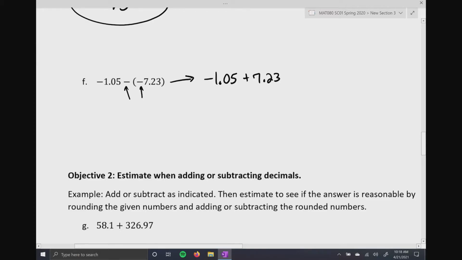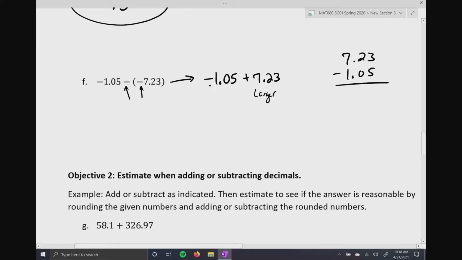Now that is chapter 2, section 2 all over again. When the signs are opposite, you're going to want to figure out which number is further away from 0. That's the absolute value thing. So if we think about this, 7.23 is larger. So what I'm going to do is take 7.23, subtract 1.05.